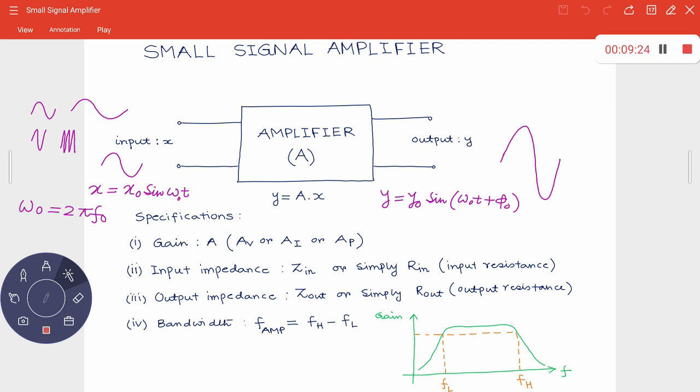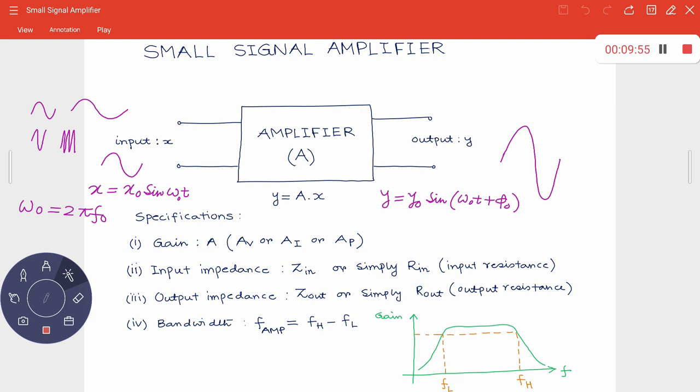Typically not. Typically you should have a range of frequencies over which the amplifier gain is constant, which we call the mid band. So here it has been shown between FL to FH. FL is called the lower cutoff frequency, FH is called the higher cutoff frequency. So between FL to FH, the gain is relatively constant. And if you consider any frequency lower than FL or any frequency higher than FH, then the gain drops.